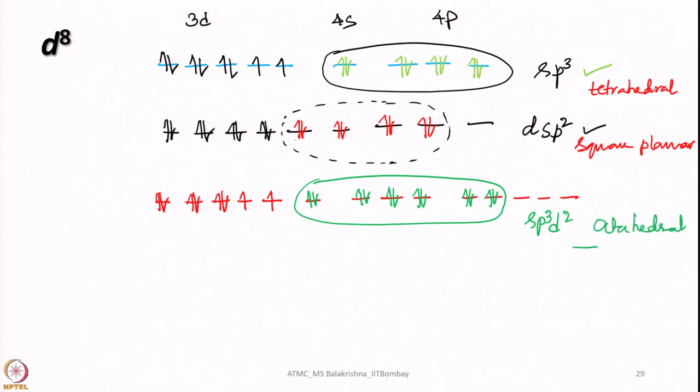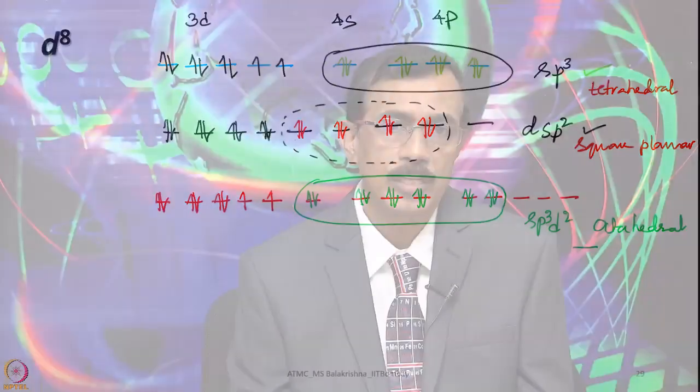So this explains the possibility of having different geometries and different coordination numbers for a given electronic configuration. For d8 you can have sp3 tetrahedral arrangement, for d8 you can have dsp2 square planar arrangement of the same 4 ligands, or if it is ready to accommodate 6 ligands, then it has to be an outer orbital complex with sp3d2 hybridization so that it can have octahedral geometry.